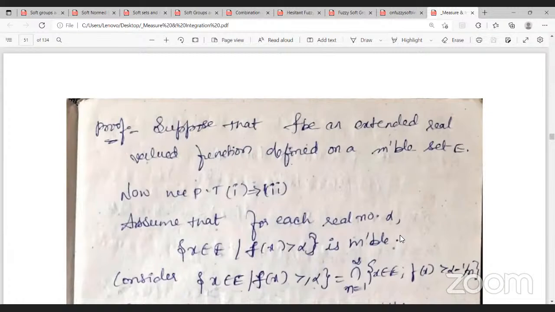A implies B means what? If f is a measurable function, then we prove that the set of x belonging to E such that f of x is greater than or equal to alpha is also a measurable set. F is a measurable function, which implies the set x belongs to E such that f of x greater than alpha is a measurable set.